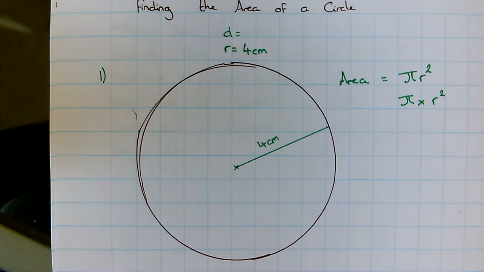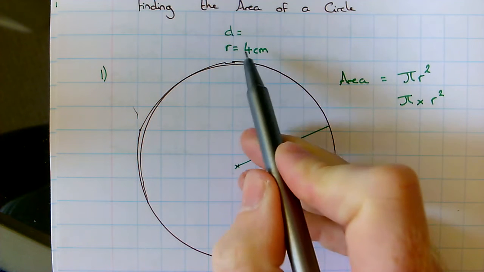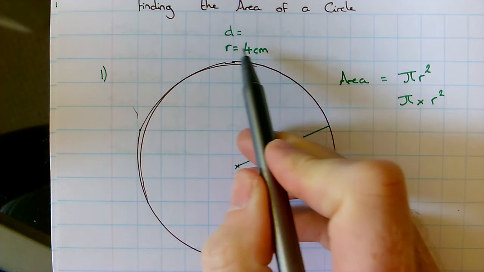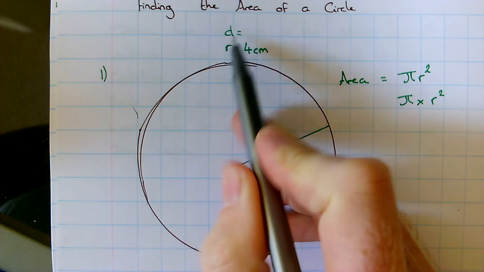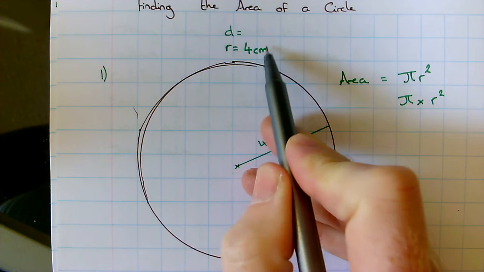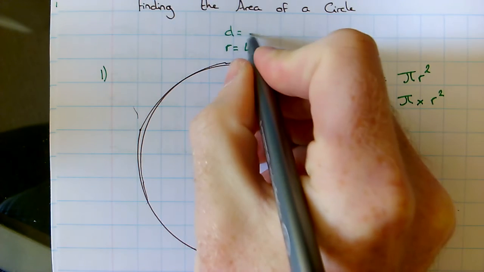Now I'm still going to write down the diameter because I might want to use it in another way later. And the diameter is double the length of the radius, and the radius is half of the diameter. So the diameter is twice the length of the radius, which is 4 centimetres, so we double the radius, we get 8 centimetres.